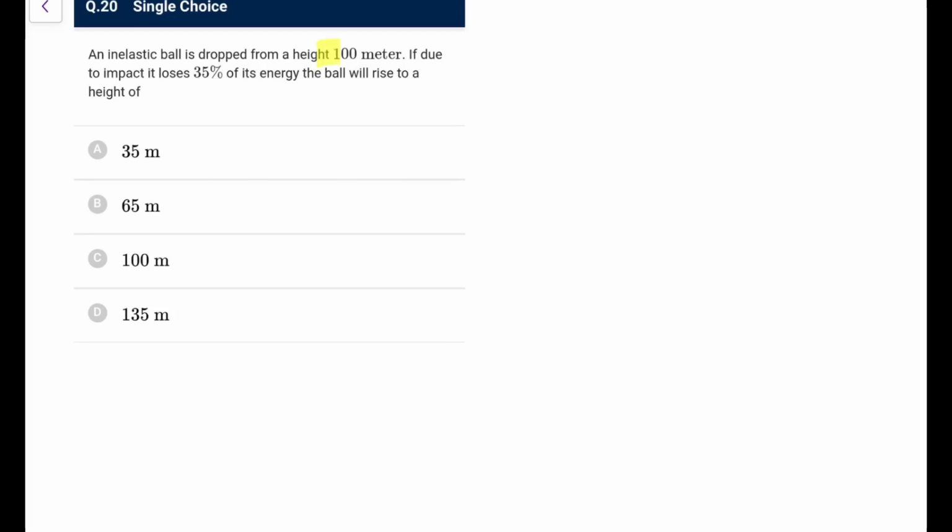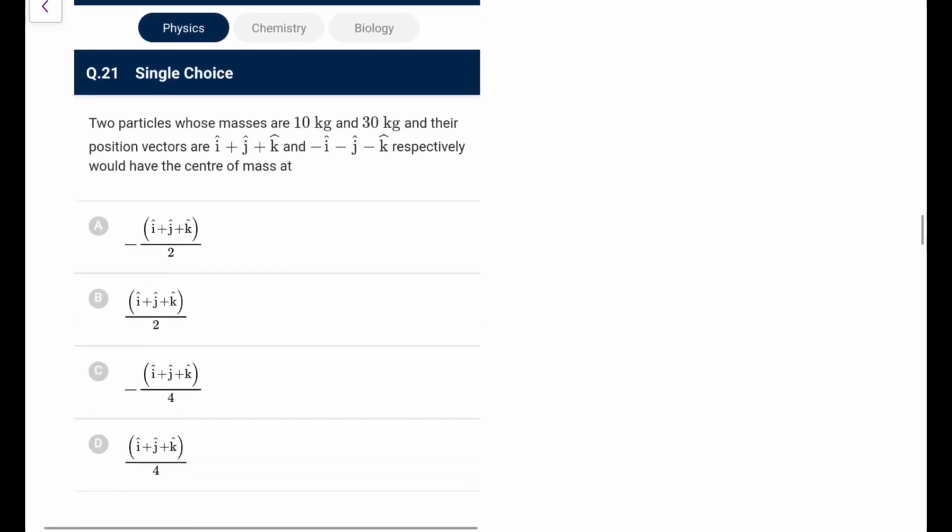Elastic ball is dropped from a height 100 meter. If due to impact it loses 35% of the energy, the ball will rise to? You can directly look at the topmost point. The energy at the topmost point is mgh, so that has decreased by 35%, so height also decreases by 35%, so it is 65 meter. Again, similar, tougher questions have come before, so it's an easy one for you.